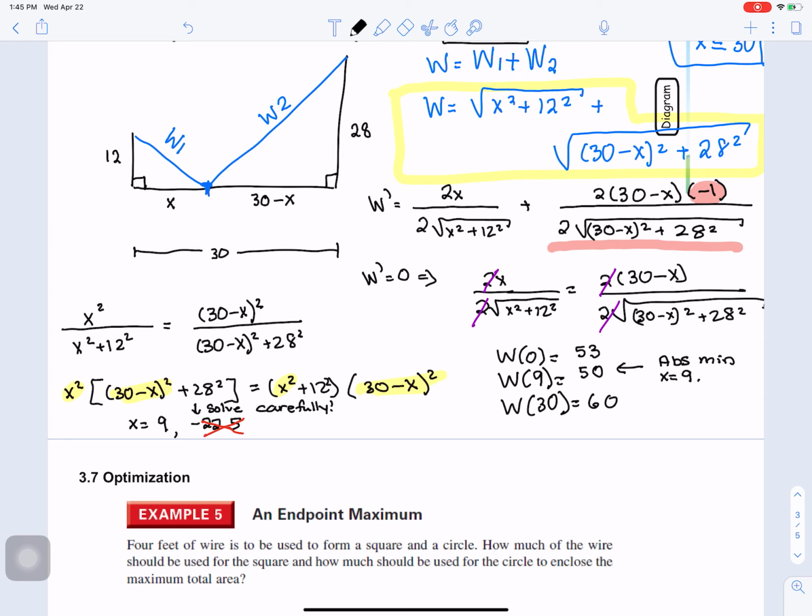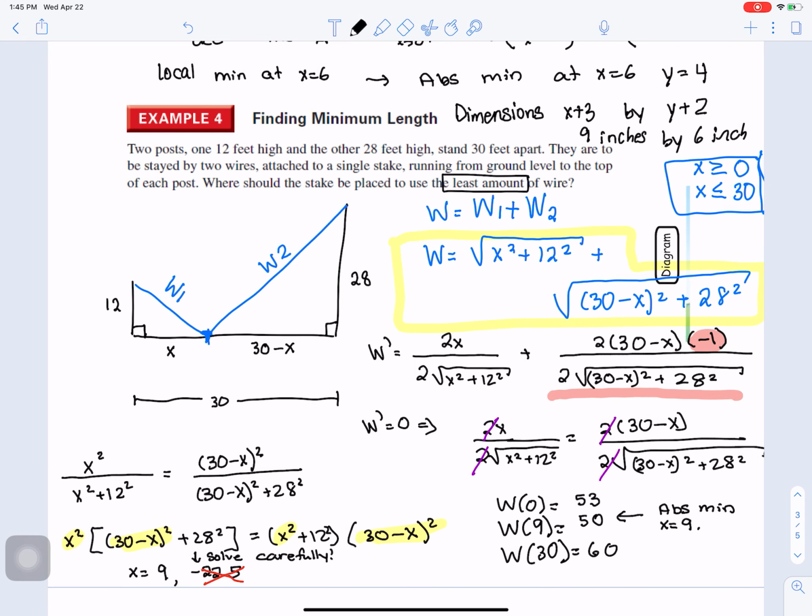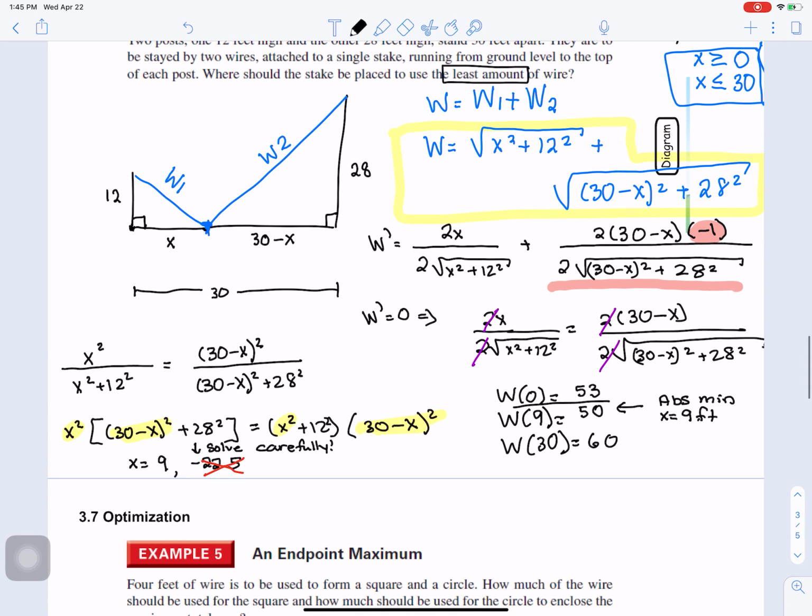So what that means is, and I'm verbally going to state the answer, you would want to write a sentence out: if I put my stake 9 feet away from the post that is 12 meters high, that is going to make sure that the amount of wire I use is at a minimum, and I'm using the least amount of wire. And who says you don't use math in the real world?